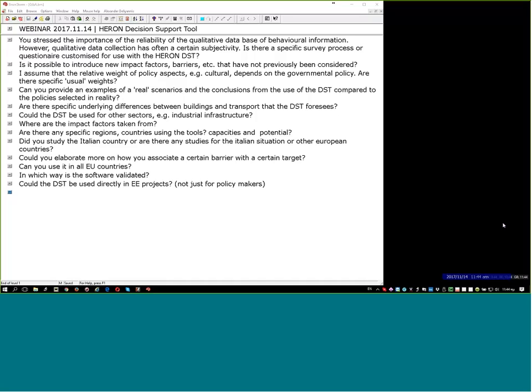Can you use it in all EU countries? Of course, we can use it in all EU countries and above. It's not restricted to the European Union.